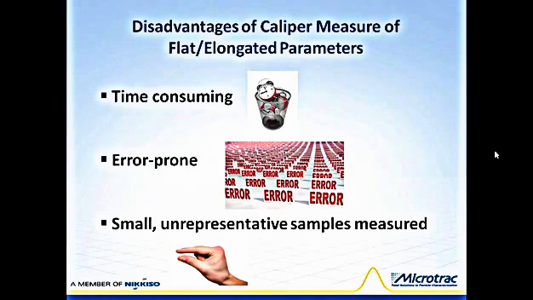Disadvantages of caliper measurements of flat elongated parameters: very time consuming. Measurement can take up to 1 day with a skilled technician. They're error prone, subject to operator interpretation, transcription, and calculation, and small unrepresentative samples are usually used.